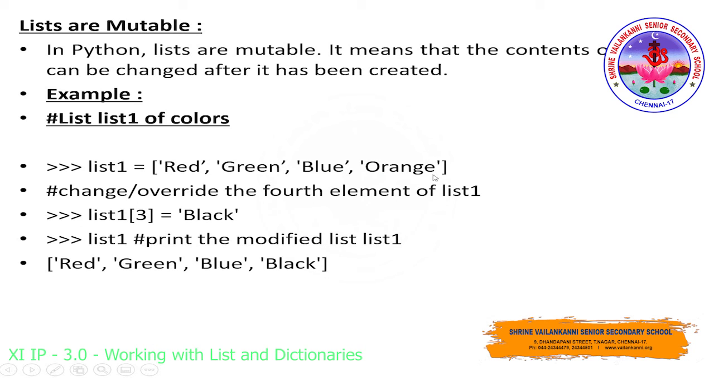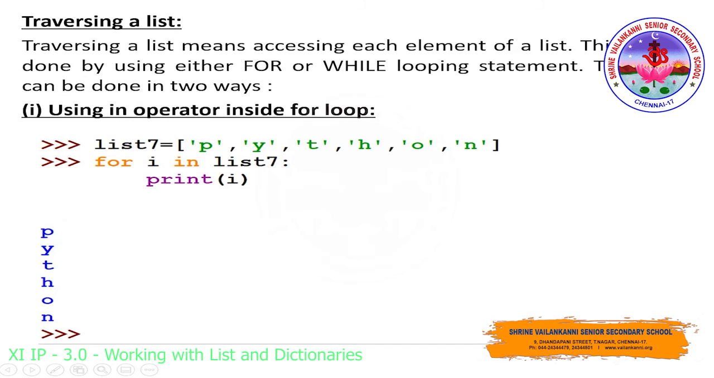In the index position 3 you have orange, so this orange will be replaced with black. And if you try to print this, see what happens. Orange has been replaced with black. So like this you can change the list values.